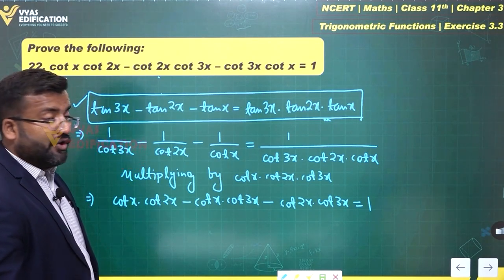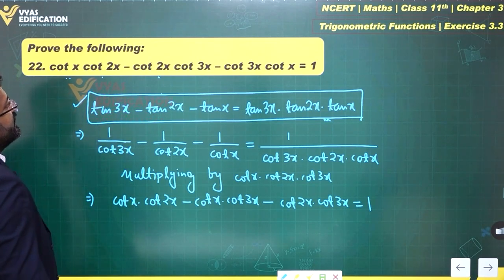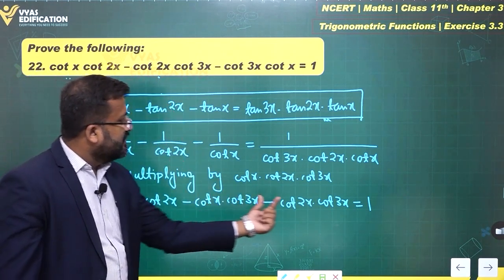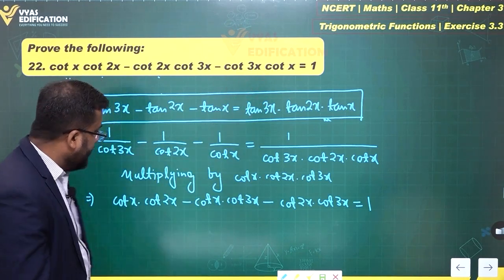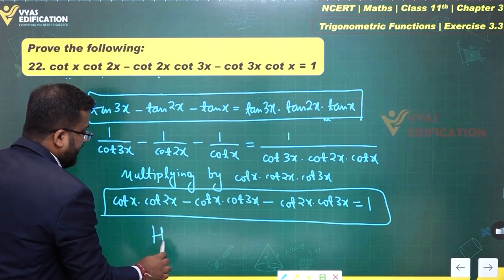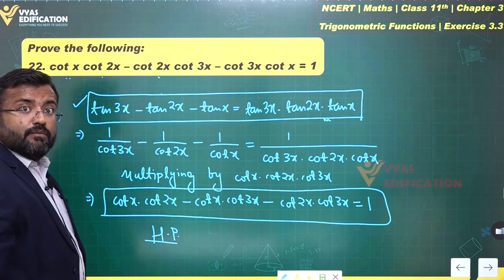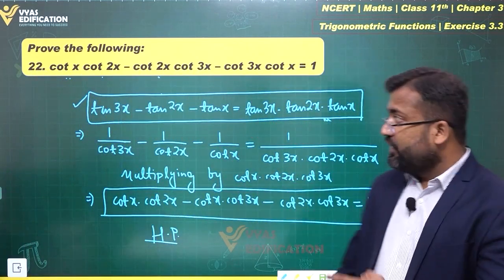And do you observe something interesting? What you have over here is cot x, cot 2x, cot 2x, cot 3x with a minus, cot 2x, cot 3x with a minus, and cot 3x, cot x with a minus, and that is equal to 1. Yes, this is what we obtain, and is that done? Yes, that's done. This is the complete proof for this one.